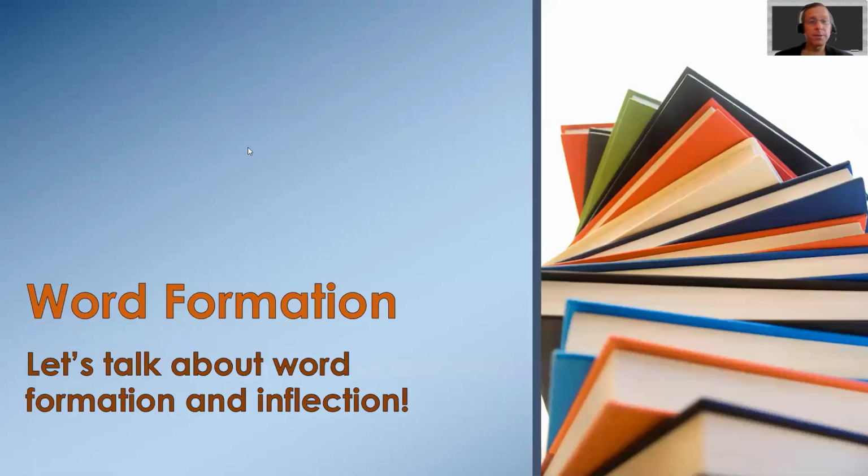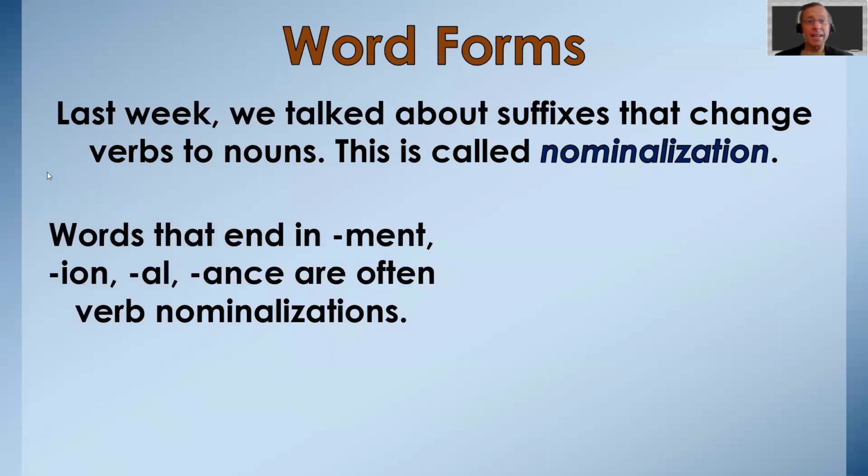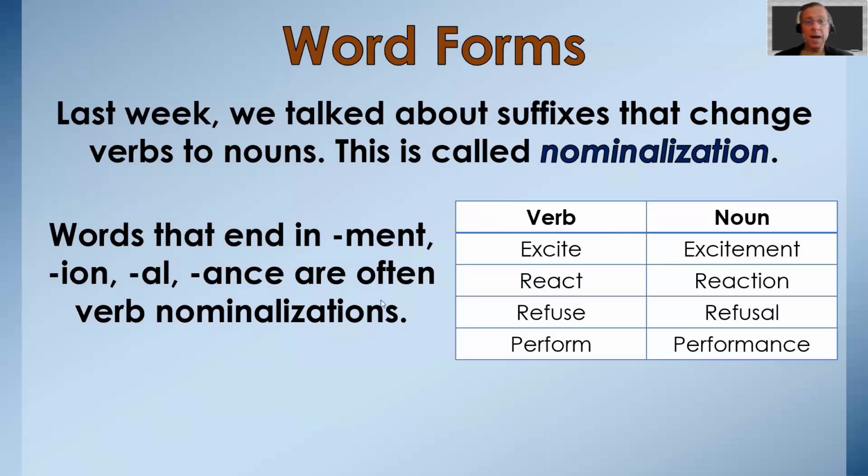Okay, so now let's move into the section of our lesson on word formation. So last week we talked about suffixes that change verbs to nouns. This is called nominalization. And words that end in ment, ion, al, ance are often verb nominalizations. They change these verbs to nouns. So for example, the verb to excite becomes a noun, excitement, when I add ment.